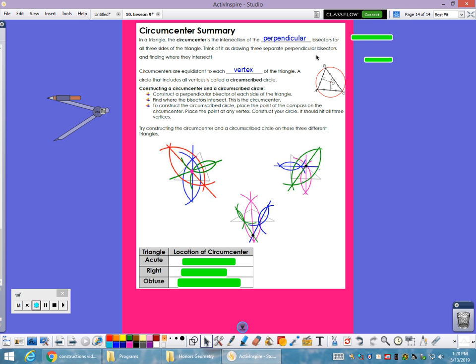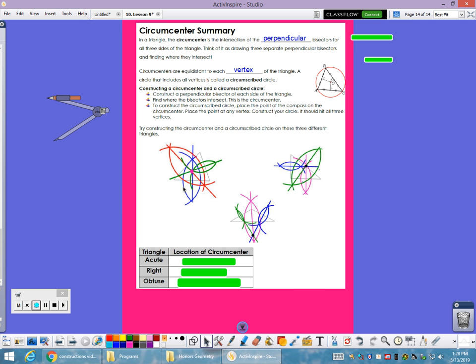So to construct a circumcenter and a circumscribed circle, construct perpendicular bisectors on each side, find where they intersect, and then construct the circumscribed circle by placing the point of the compass at the circumcenter, measuring the distance to the vertex, and going all the way around.